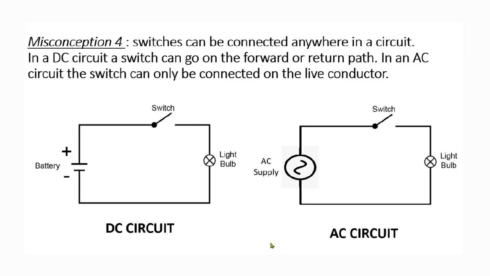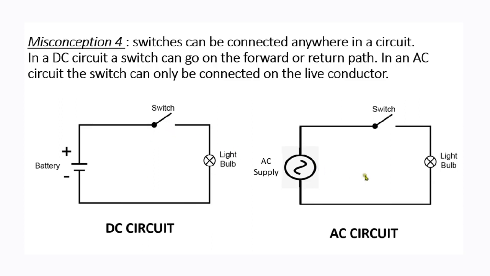Misconception number 4. Switches can be connected anywhere in a circuit. That's a misconception. You can't put a switch anywhere. However, in a DC circuit, a switch can go on the forward or return path. In this drawing, you'll see this is a DC circuit as indicated by the battery. If I put the switch on this part of the circuit, or if I brought the switch to this part of the circuit, it doesn't matter. Because in a DC circuit, the switch can go on either path.